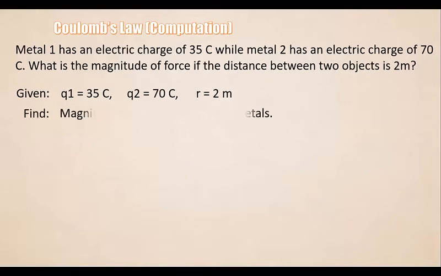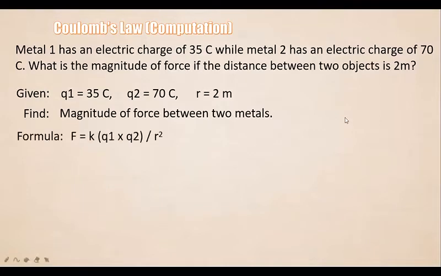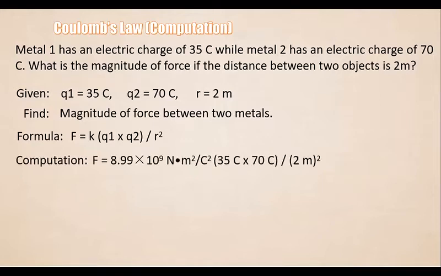Then what we need to find is the magnitude of force between these two metals. Just like in our first example, since we need to find the magnitude of force, we are going to use the formula that we used a while ago. Then substitute the givens into this formula. So we have K, which is 8.99 or 9 times 10 raised to the 9th power Newton per meter square per coulomb square.